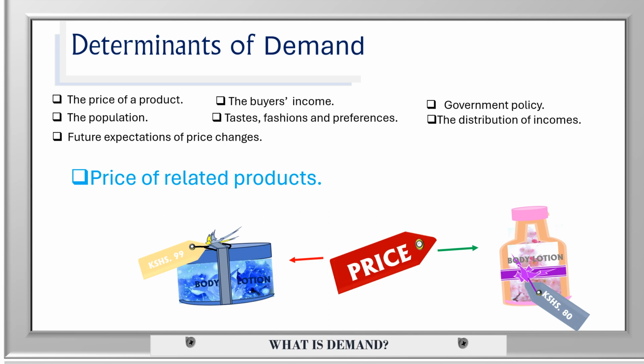The other is complements. Complement goods are goods that are used jointly, and an increase in the price of goods that are complements will decrease demand for its complement product, while a decrease in the price of a good will increase demand for its complement products.